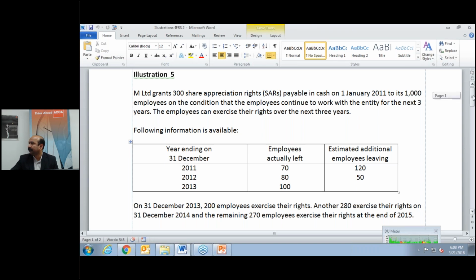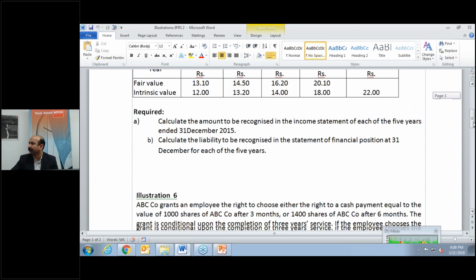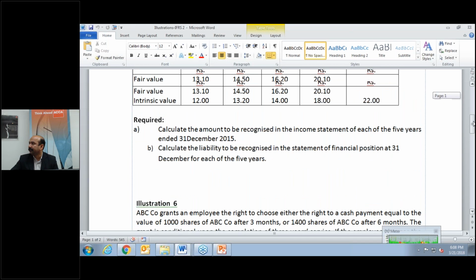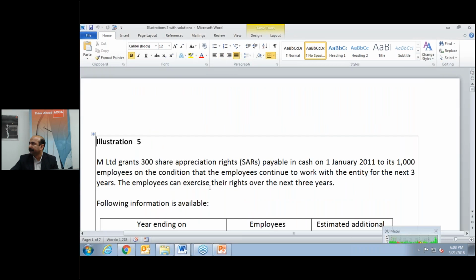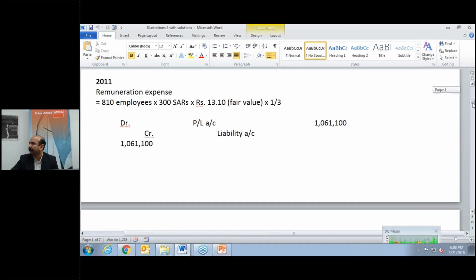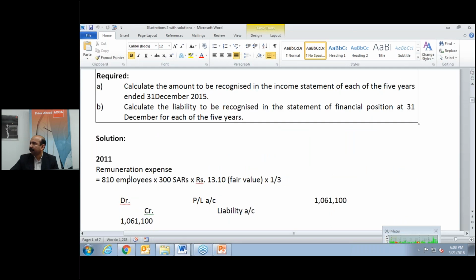Let me use the answer. Answer is not there. Yes. See, 810 employees, 300 SARs, and this is the fair value. This is, in fact, the total remuneration expense.